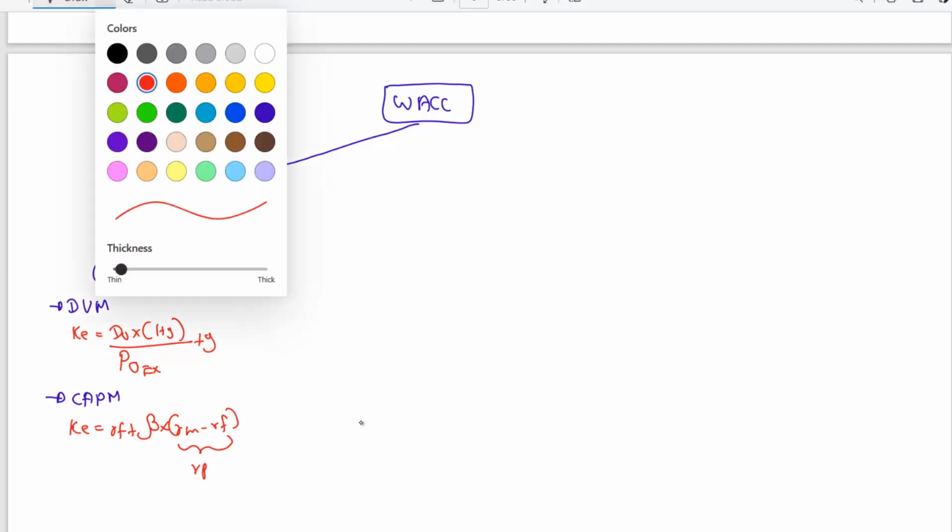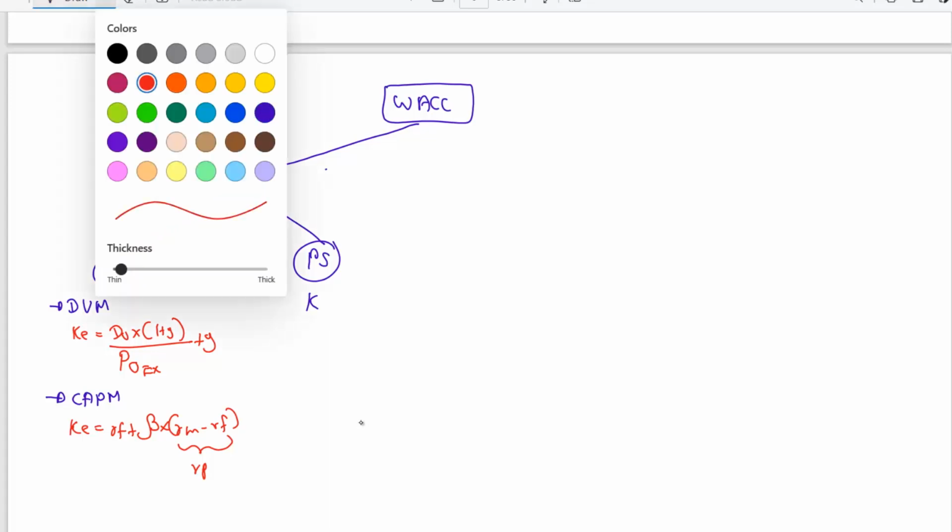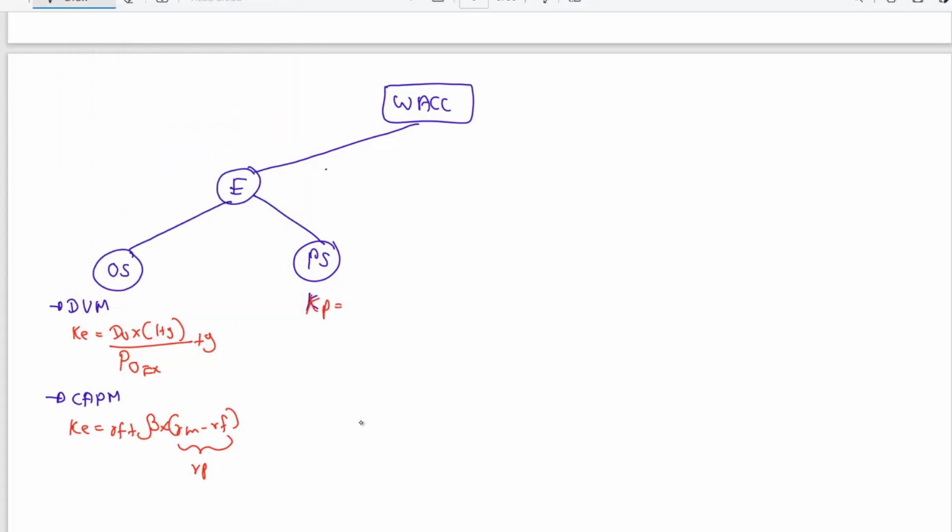Then next you have the cost of preference shares. How to calculate the cost of preference shares? Cost of preference shares equals the preference share dividend divided by the market value of the preference share. And how do you calculate the preference share dividend? The nominal value into the preference share dividend percentage.